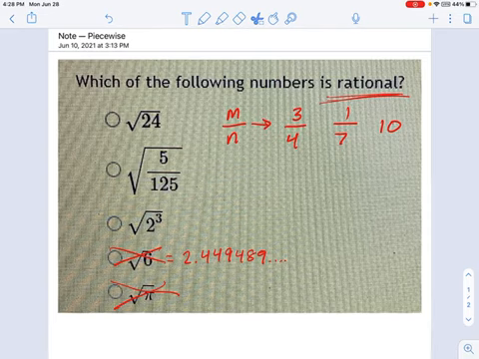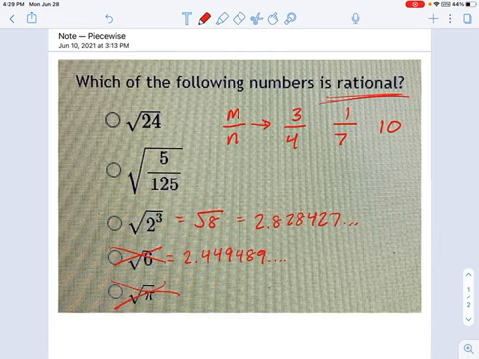But let's keep looking at this list. Let's think about which of these numbers could be expressed as a fraction. How about 2 cubed? Well, what is that? That's the square root of 8, which if you type that into your calculator, that's another ugly one. 2.82847, blah, blah, blah. Okay, not looking good so far.